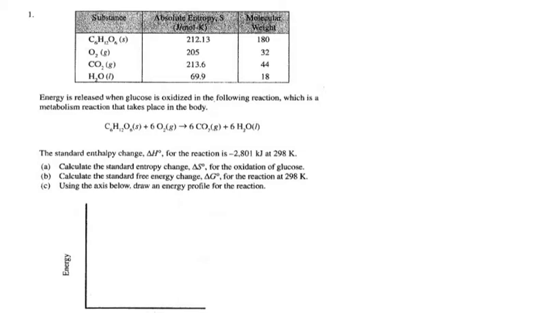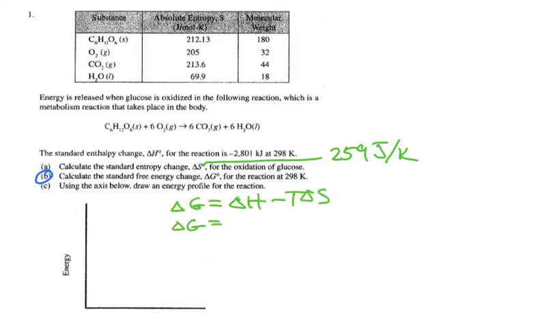In part B, they want us to calculate the standard free energy change, delta G, for the reaction at 298. Well, we know delta H from up here, and we just calculated delta S. The delta S was 259 joules per Kelvin. And so we can calculate it using this equation. When I plug in the values, it's going to be negative 2801 kilojoules for delta H minus our temperature, which is 298, okay, times our delta S.